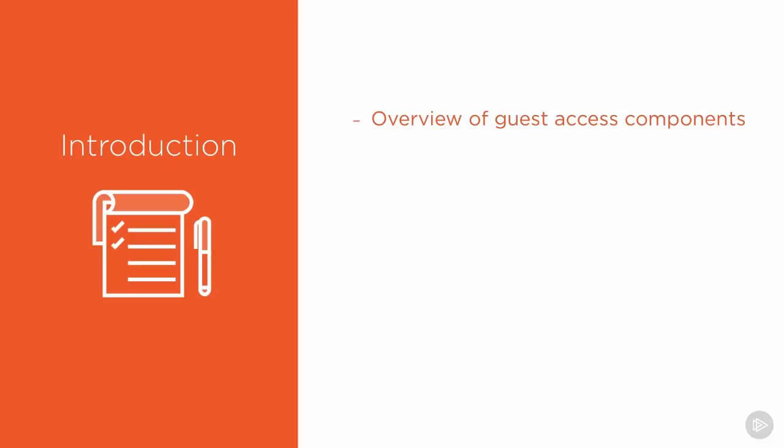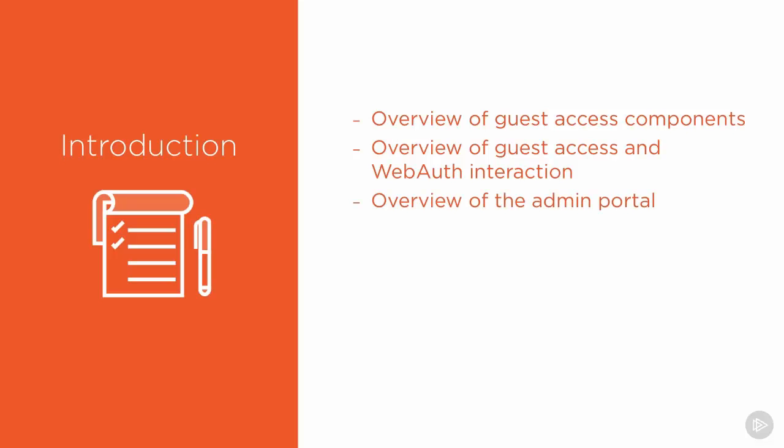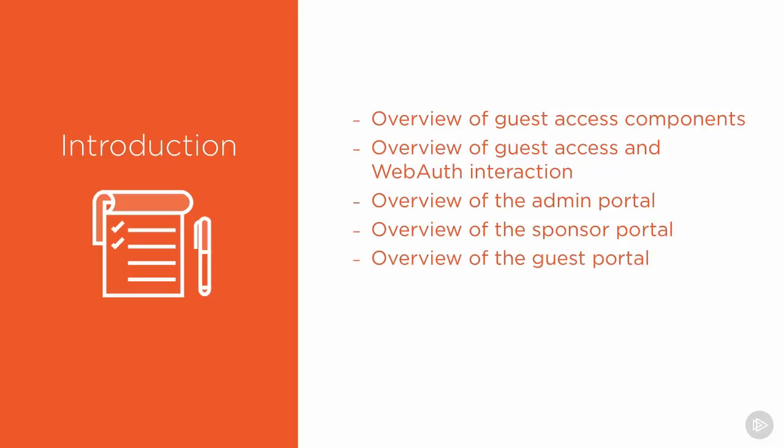And so we're going to start out by doing an overview of just what the components are that are involved in guest access. Well, then we're going to overview guest access and WebAuth and how they interact with each other. So we'll see how the two of these things, guest access with web authentication, actually kind of takes place. And then we're going to get into some portals. We're going to overview the admin portal. We're going to overview the sponsor portal. We'll overview the guest portal. And then by now, you're going to be all portaled out. You'll know all the different portals that you'll need to be working with in terms of guest access.